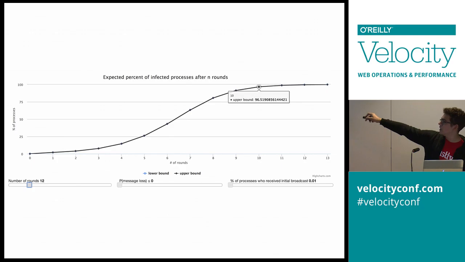And so initially, just like 1% of servers have received the message. And as the number of rounds of gossip increases, the number of servers with the message also increases. And after about 10 rounds, about 97% of servers have received the message.